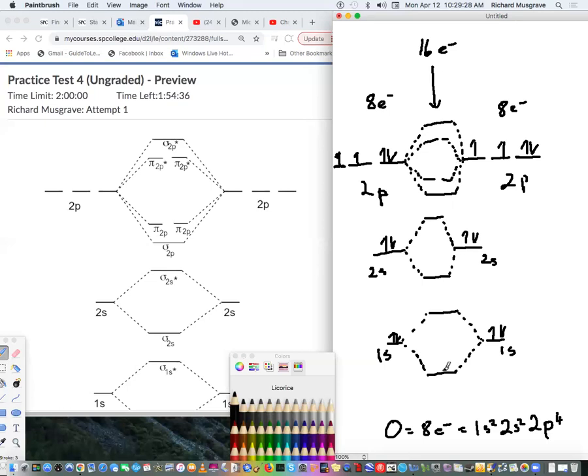So here's how we fill this. 1, 2, we always fill from the bottom to the top. 3, 4, 5, 6, 7, 8, 9, 10. Remember, we've got 16 to put in. 11, now look where the next one goes. It goes here because they're the same energy, which means they have to go one in each. That's Hund's rule, if you'll remember. 13, 14, 15, 16. So that would be the final electron configuration for O2. So that's O, O, and this will be O2.